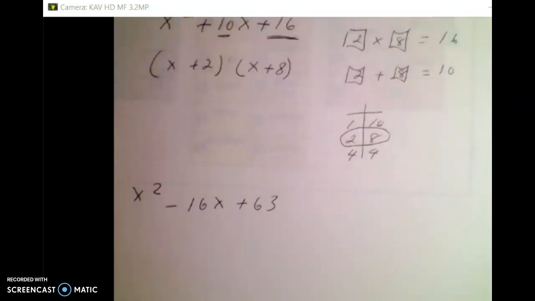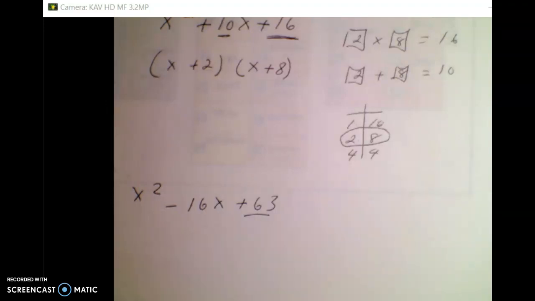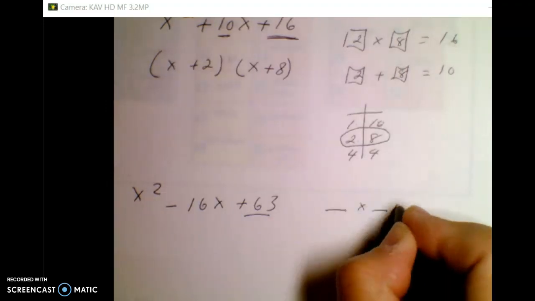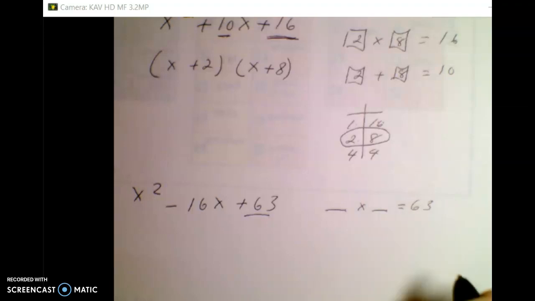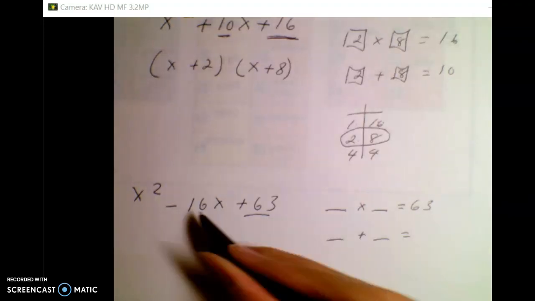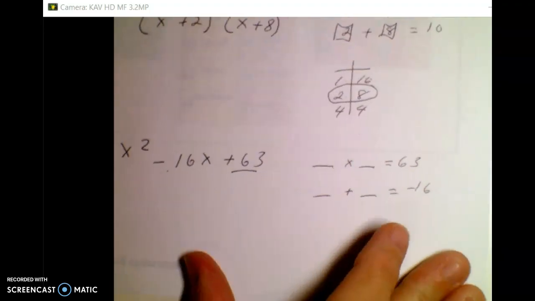Okay, so let's try one with bigger numbers, something a little more challenging to deal with. We're looking at the last number there. We want two numbers that multiply together and give me a 63. And when I add them together, they give me a negative 16. Okay, so I'm going to make a table down here.